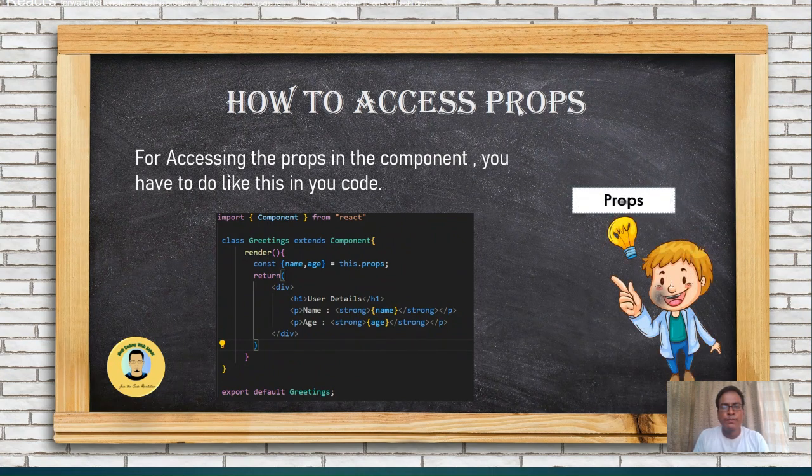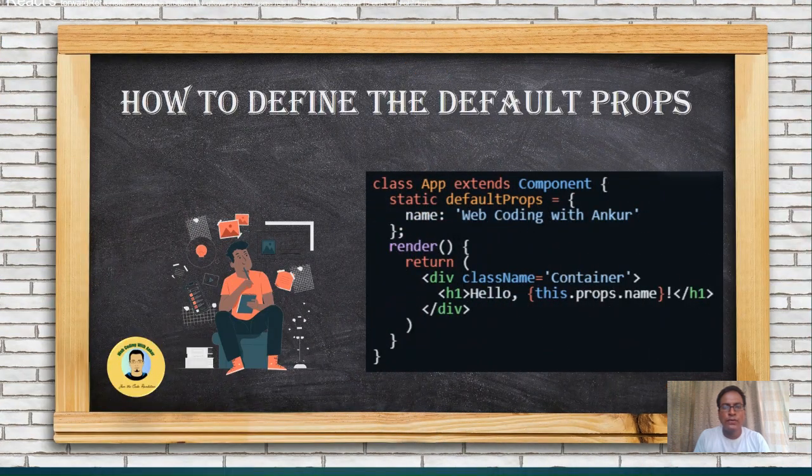Now we can move to our new slide, in which we define the default props. I will just give a small example of how we can declare default props inside the class component. If you want to define a default, then here you can see we can define static defaultProps, and inside it, name can be Web Coding with Ankur. After that, we have a render method, and inside the return statement we can return the HTML plus JavaScript, meaning JSX content. So here you can see hello and this.props.name. This is how you can access this particular variable, this.props.name.